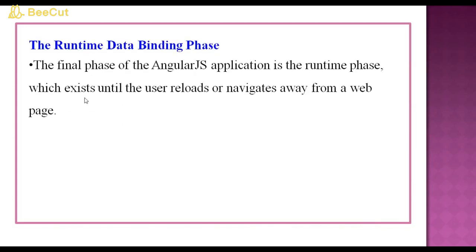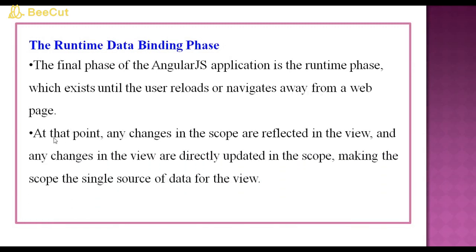The runtime data binding phase. The final phase of the AngularJS application is the runtime phase, which exists until the user reloads or navigates away from a web page. At this point, any changes in the scope are reflected in the view, and any changes in the view are directly updated in the scope, making the scope the single source of data for the view.